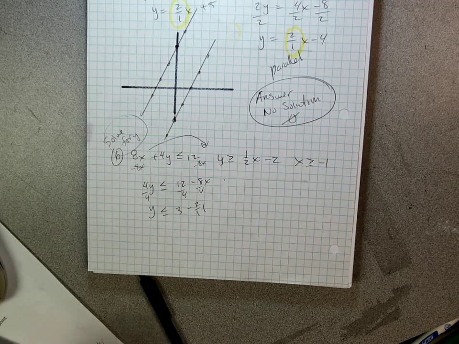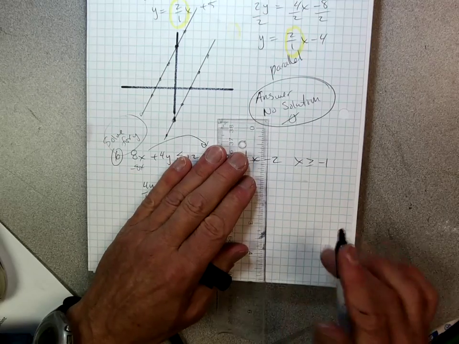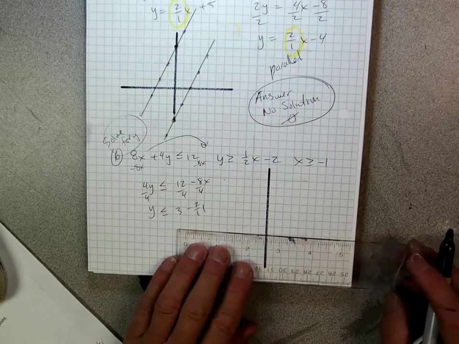Now, all the others are ready to graph, so I'm going to graph them in different colors, but let me go ahead and put down my axes here. So I'm going to shade, shade, shade, and look for where they overlap, okay?